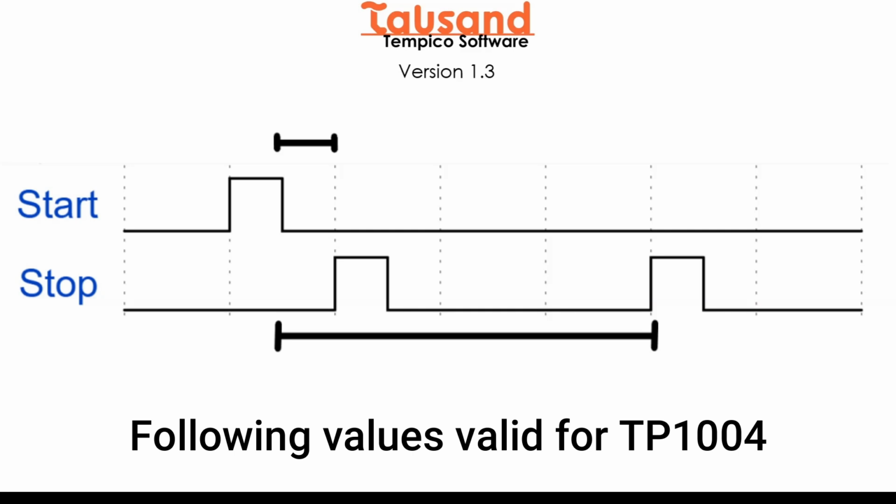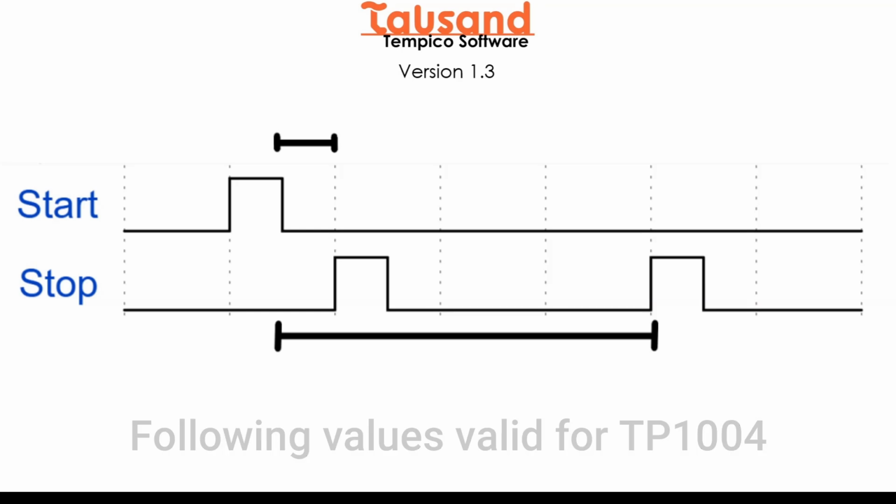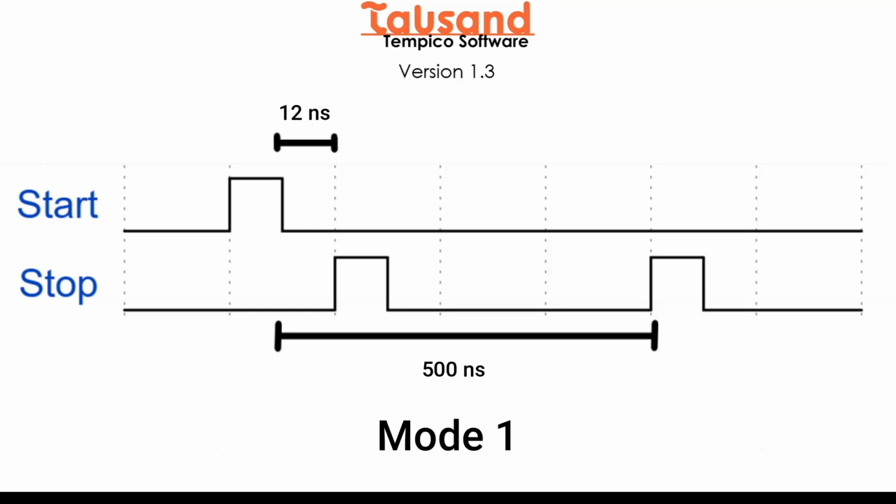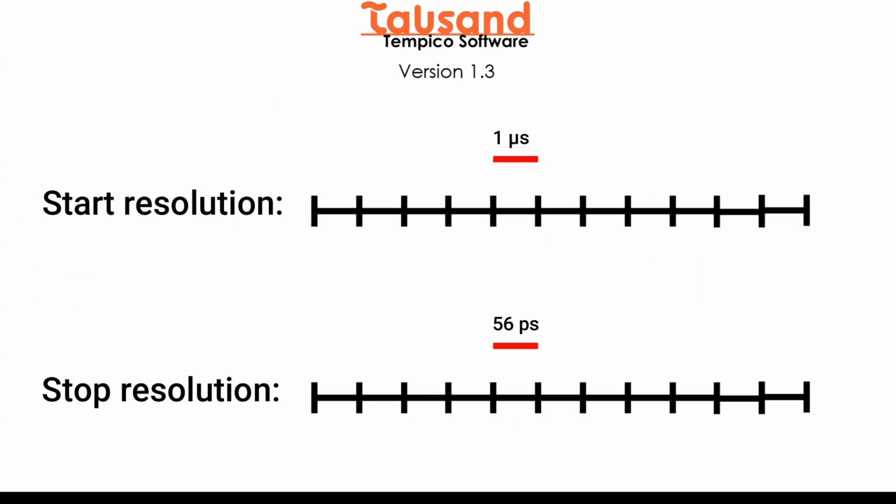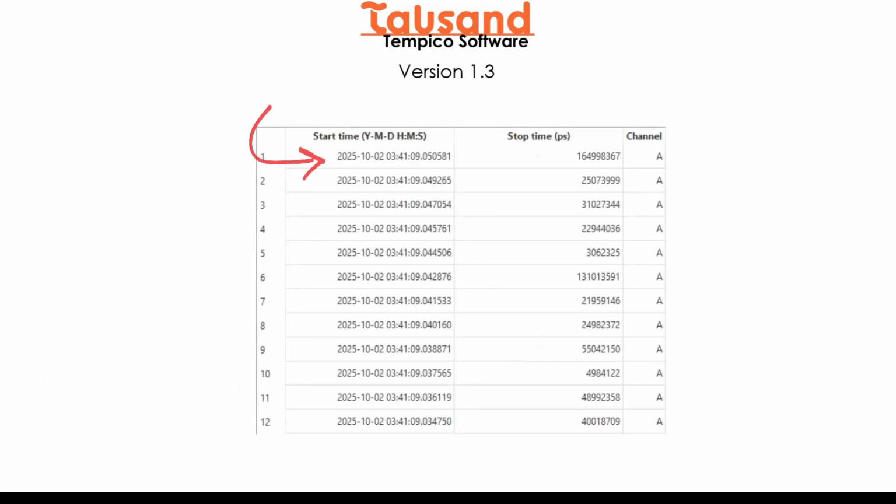To clarify, the following values are only valid for the Tempico TP104. In mode 1, the minimum time is 12 nanoseconds and the maximum is 500 nanoseconds. In mode 2, the minimum is 125 nanoseconds and the maximum is 4 milliseconds. The start resolution is 1 microsecond and the stop resolution is 56 picoseconds. This is reflected in the software where the start is displayed as a timestamp with microsecond resolution and the stop as a picosecond value corresponding to the time elapsed since the start.